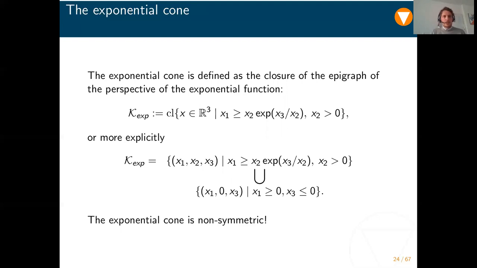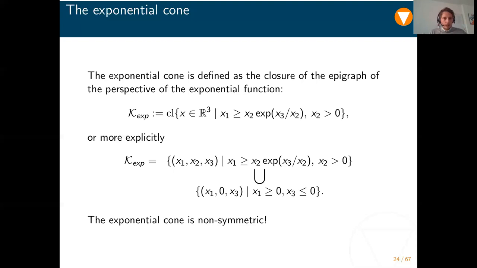And now this cone turns out to be non-symmetric. I'm not going to show that, also because I didn't show formally what that means. But one thing for you to remember, if you're interested in the properties of these different cones, is that this is a non-symmetric cone. It's maybe the most prominent one, but it's a non-symmetric cone. So it divides it from the cones that we had seen earlier.